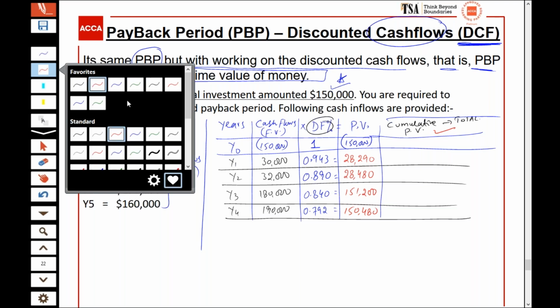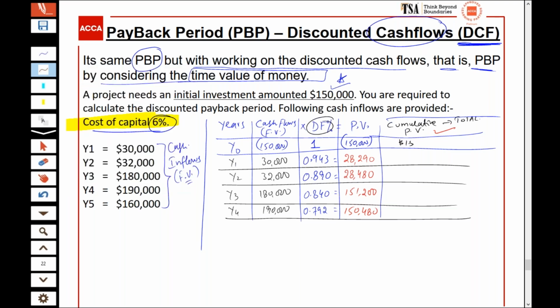Now let's make it total. I'm using black color for the total. That's total 150,000 negative. Just add it. 28,290. That is 121,710. And then plus 28,480. 93,230 negative. And then 151,200 added, that is positive 57,970.